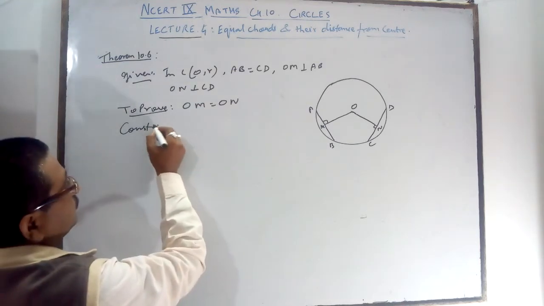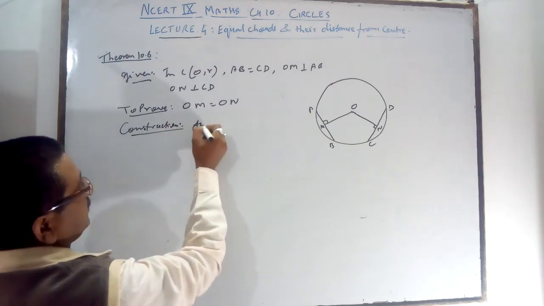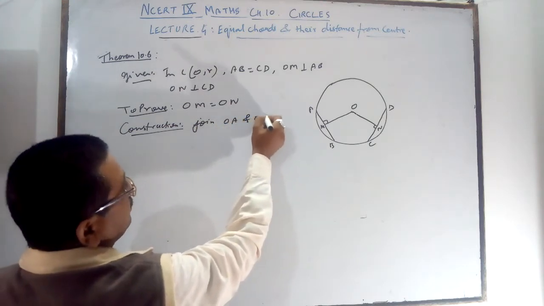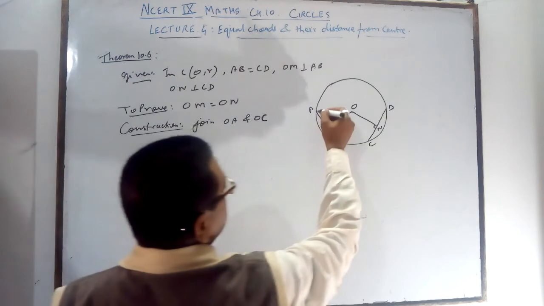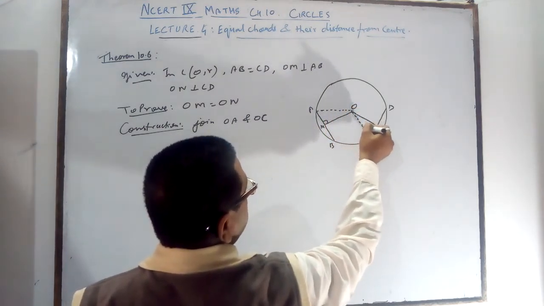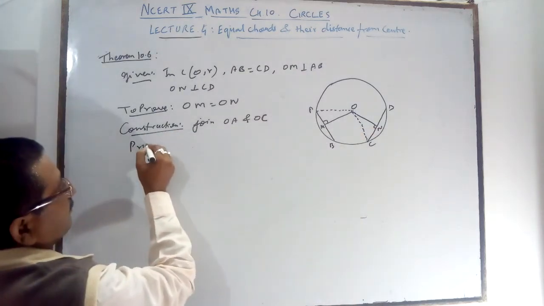So that we will prove. Construction: in the construction we will write, join OA, OB, OC. Join OA, one point of this and one point of this, you join it. It is a construction. So, the proof.